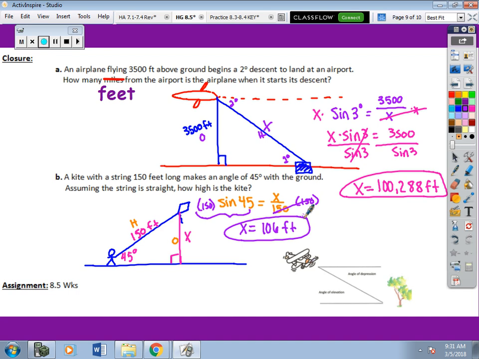Okay, on the homework you have some word problems. You will see some that maybe require you to actually know how tall the person is. In the event that that happens, you'll just have to notice, like if this person is 5 foot tall, that this would also be 5 feet. So once you find the value of x, you just have to add 5 to it at the end of the problem.